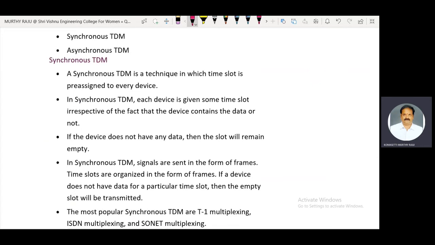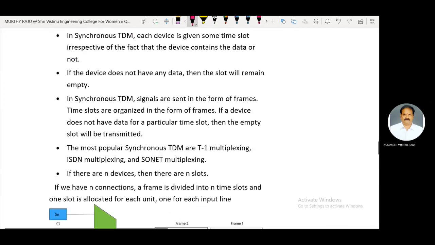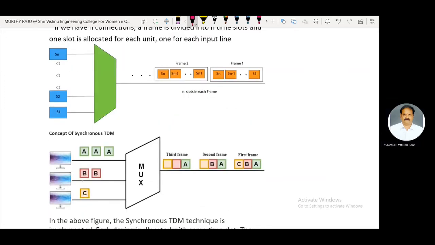Synchronous TDM is a technique in which a time slot is pre-assigned to every device. Here, this is source 1, source 2, and source 3. Source 1 generates data like that. Source 2 generates symbols like that. Source 3 generates symbols like that. By using a multiplexing technique, we combine all the information available at source 1, source 2, and source 3.